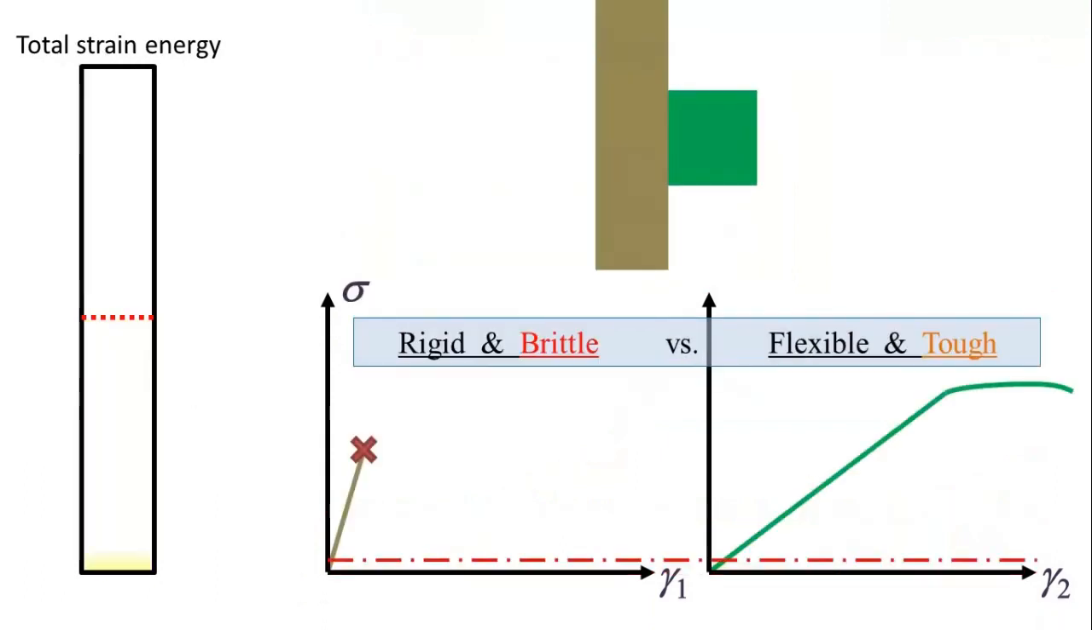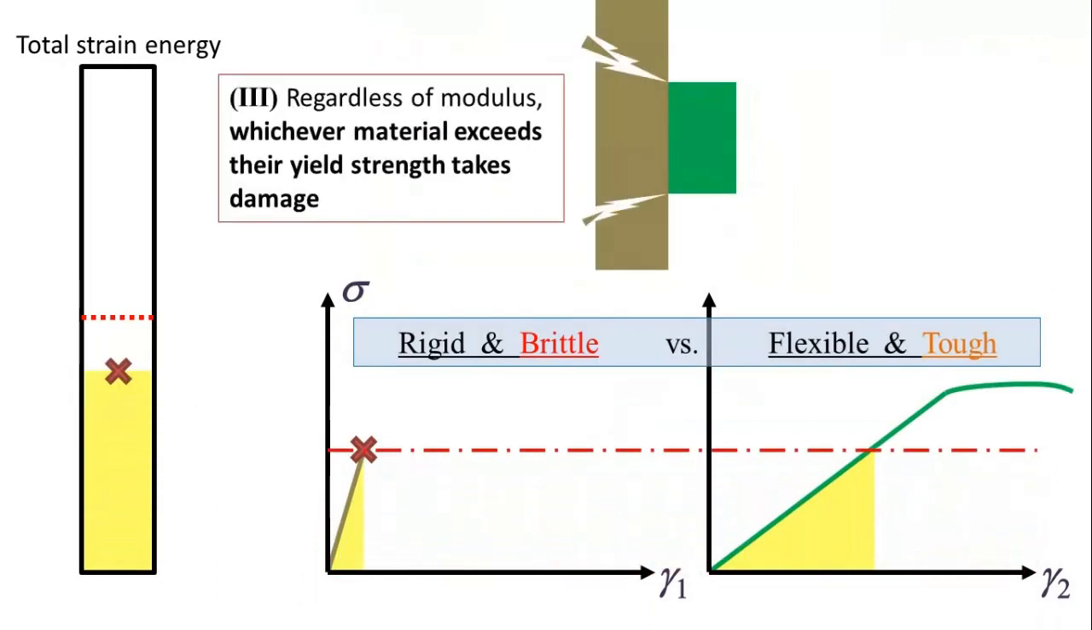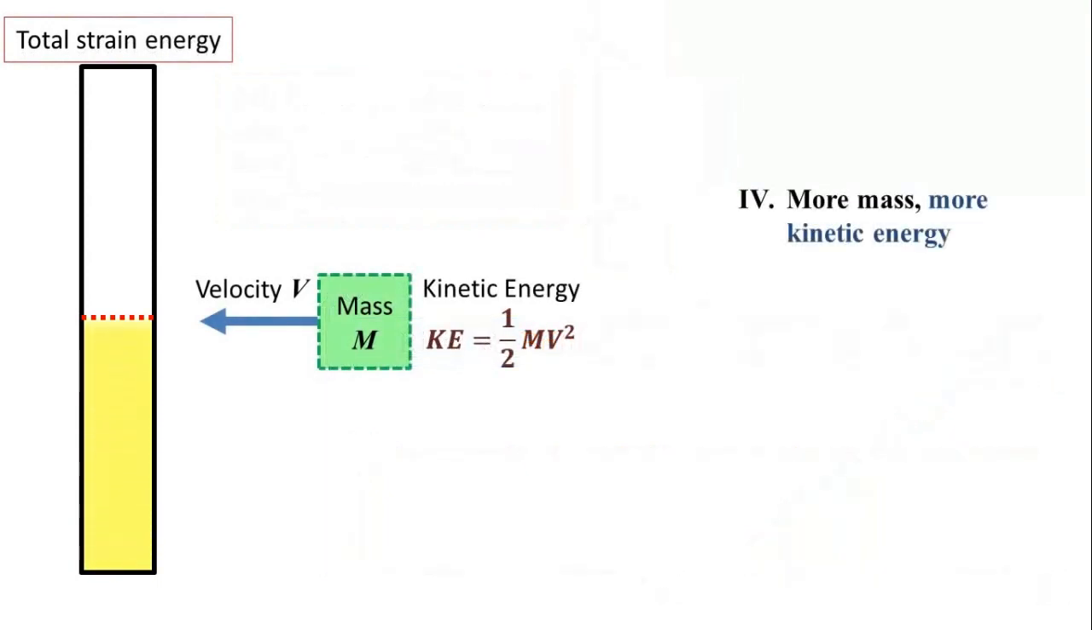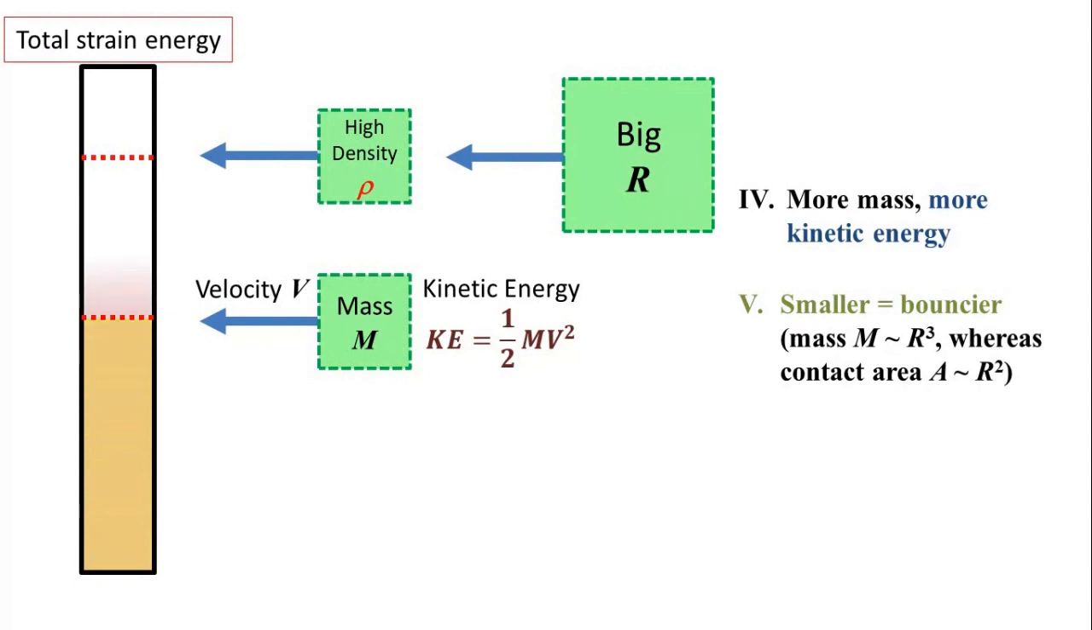Finally, regardless of stiffness, it's the material with the lower yield strength that will fail first. Baseballs are softer than glass, but they can still break a window. The mass or size of the projectile does not affect the mechanical properties, modulus and yield strength, but it does determine the collision energy, and mass scales as radius cubed, whereas the contact area scales as radius squared.